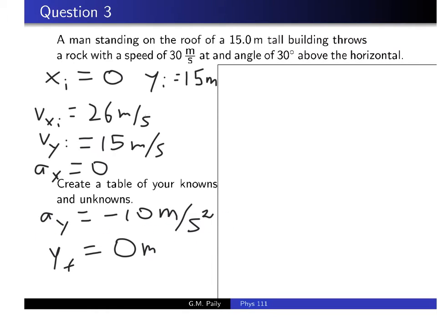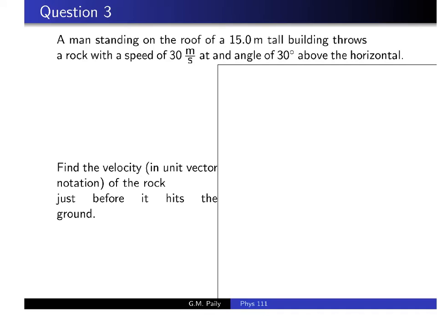Finally, if we look at our stopping point as being when the rock hits the ground, then y final is 0 meters. Here we are asked to find the final velocity of the rock just before it hits the ground. Remember, velocity is a vector. The x component is simple because we know that Vx final is equal to Vx initial since Ax is 0, and so Vx final is simply 26 meters per second. But what about Vy final?